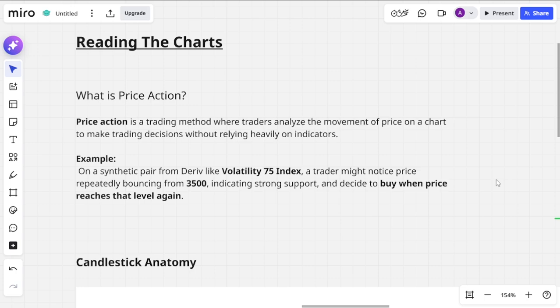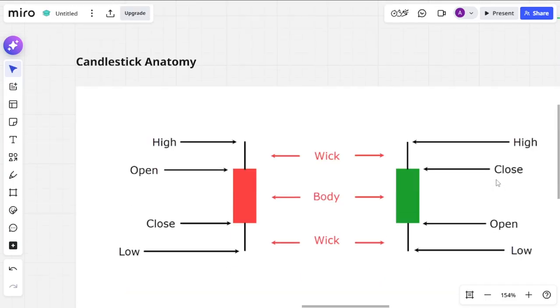Now, you might be wondering what price itself is. It's just the movement of each individual candlestick accumulating to each other, and how it moves in a pattern. That's basically what it is. And patterns you guys are going to be seeing very soon.